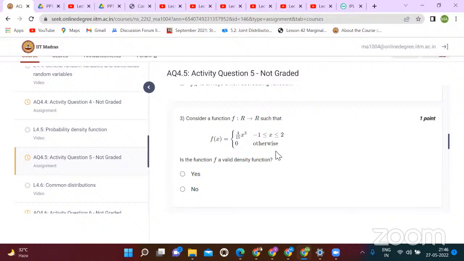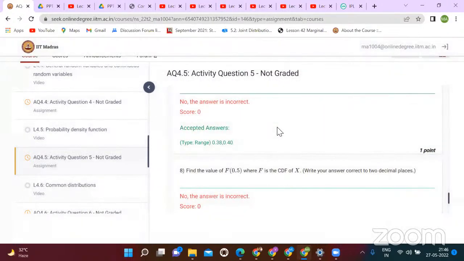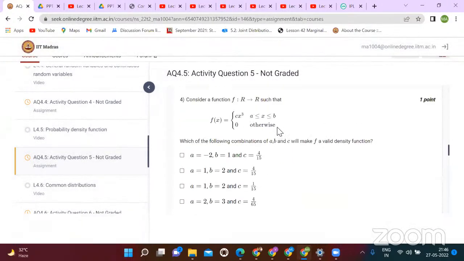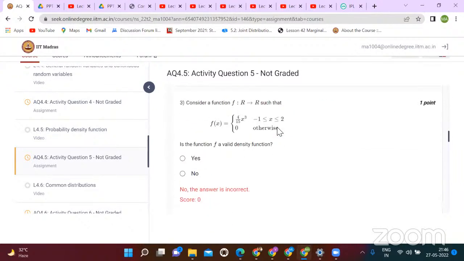This is a valid density function. The answer is no. Such that the function this. Okay. See, why is this invalid? Because the probability value can't be negative, right? If you put -1 here, the probability will be minus 4 upon 15. The probability value can't be negative.